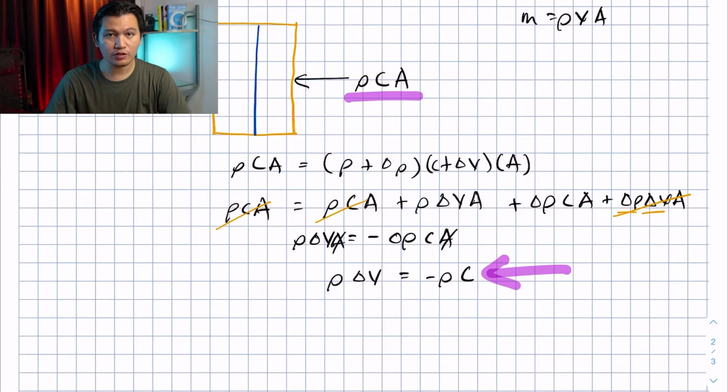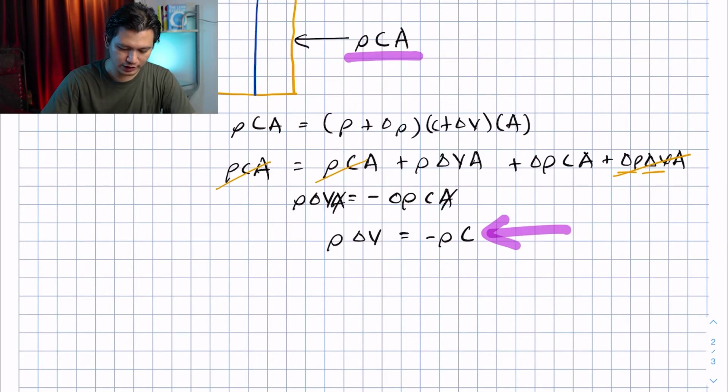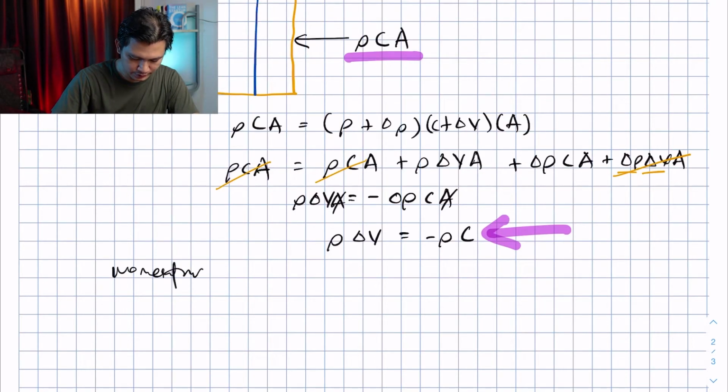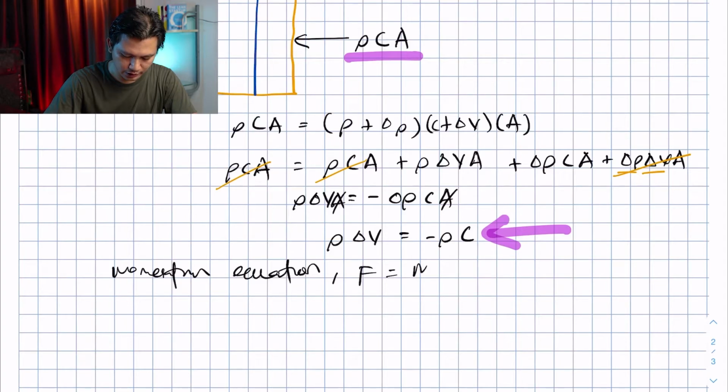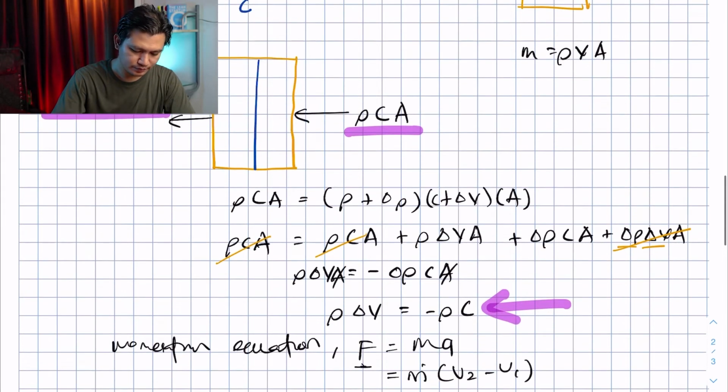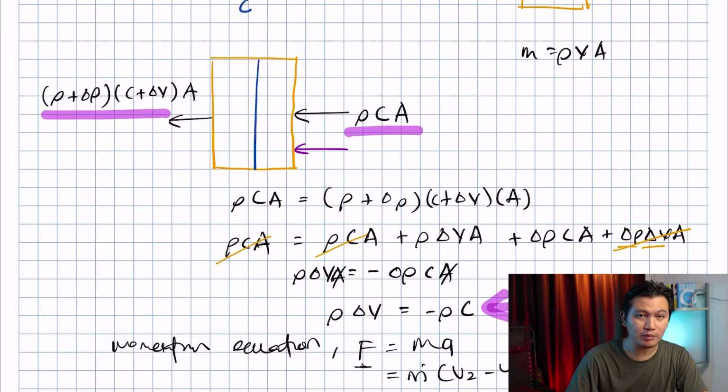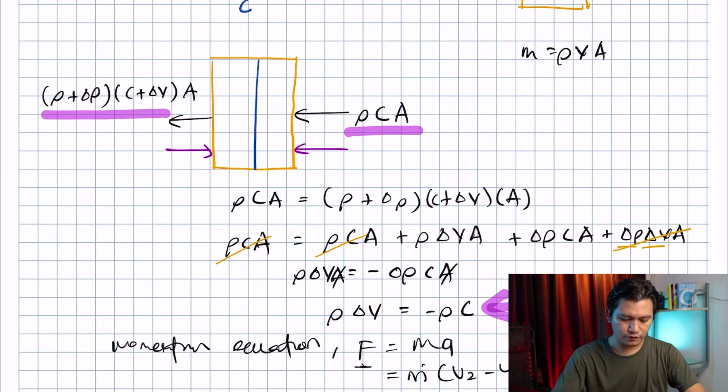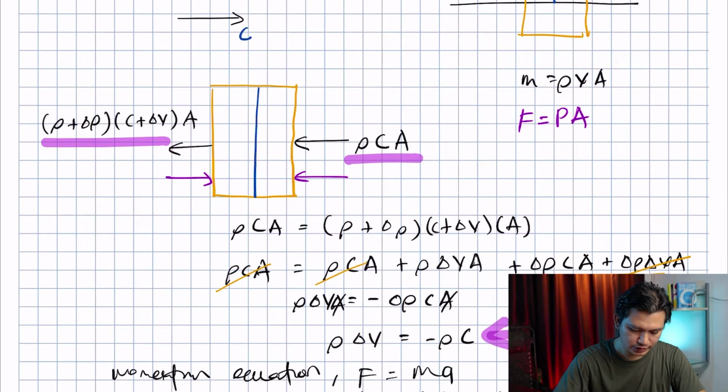Now what happens if we consider the force into and out of the control volume? This is when we do the momentum analysis using the momentum equation. What does the momentum equation tell you? The momentum equation is F equal to m a, and this is equal to m dot times V2 minus V1. What are the forces inside this control volume? Remember, the pressure force always goes in. Force is equal to pressure times area.